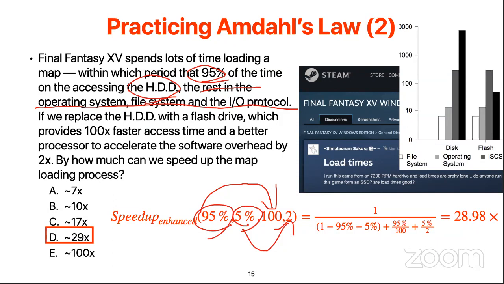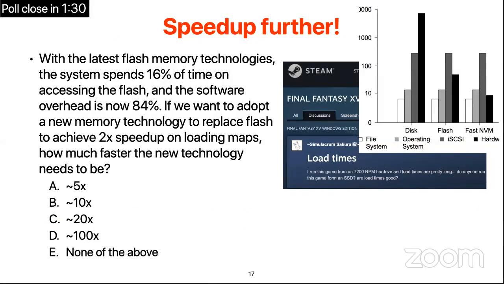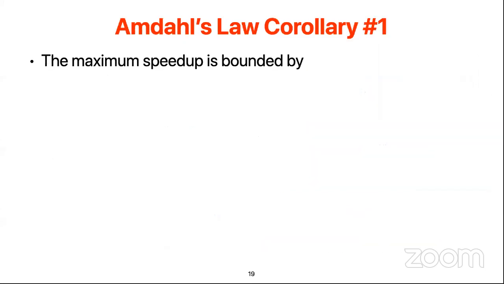So let's go back. Sorry, I accidentally skipped this question because this is actually a very exemplary question on multiple optimization. For this question, you have to use multiple optimization because we have two parts that get speed up. For the 95%, it gets 100 times speed up. For the 5%, it gets twice speed up. So the resulting speed up will be 29 times. And for the question that we just discussed, it's none of the above.